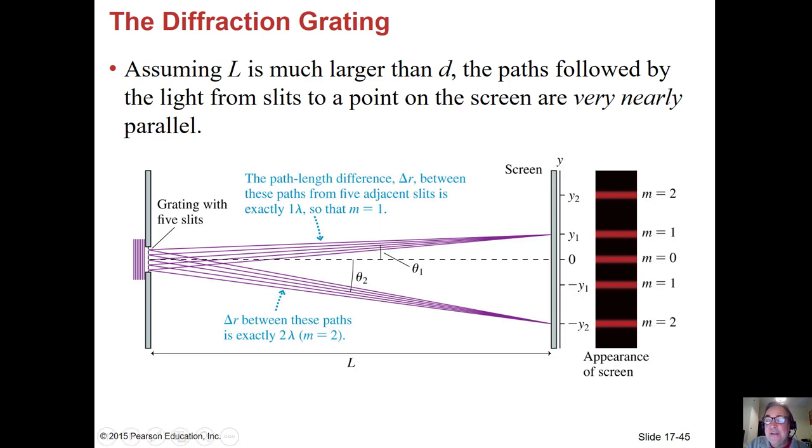Now note that these are not equally spaced out here. M is equal to 0, m is equal to 1. It looks something like that. Okay, these are much tighter, though, these bright spots. They're not as spread out as you saw from the double slit. So the more and more slits you get, the narrower and narrower these parts become.